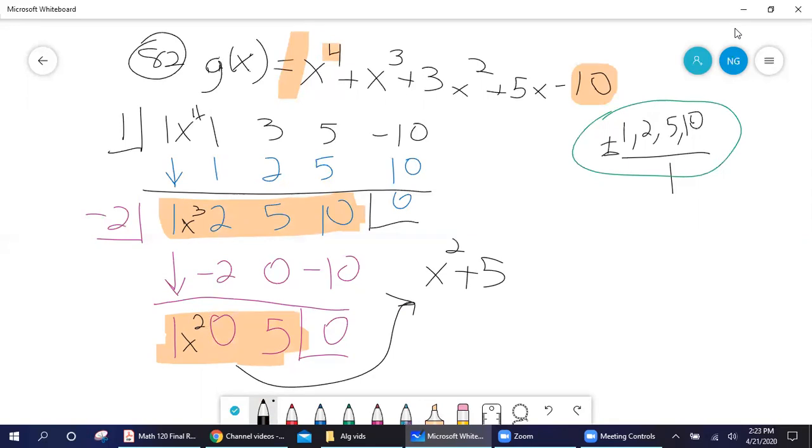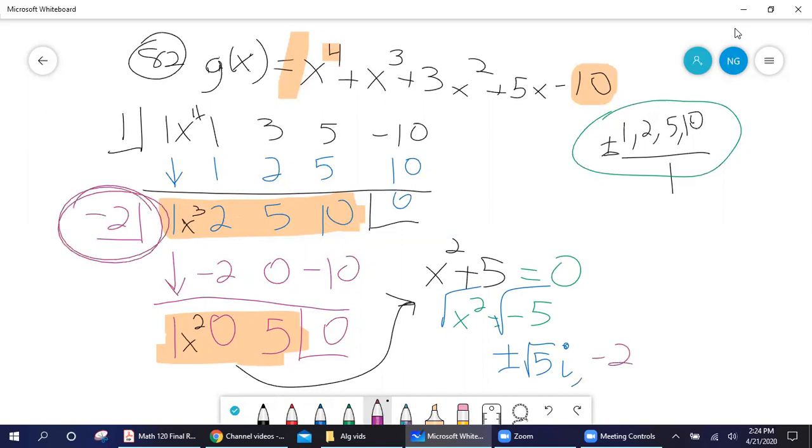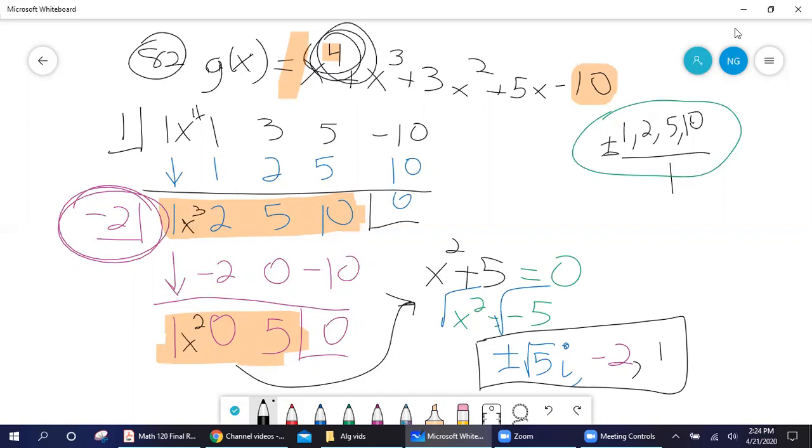I can easily find the remaining zeros of this by setting it equal to 0 and just solving for x. So if I subtract 5, x squared equals -5. When I square root both sides, I'm going to get plus or minus root 5 i. That's 2 answers. The third answer was the -2. And the fourth answer was the number 1. So there's all 4 answers. This was a quartic, degree 4. There should have been 4 answers, and I found them.